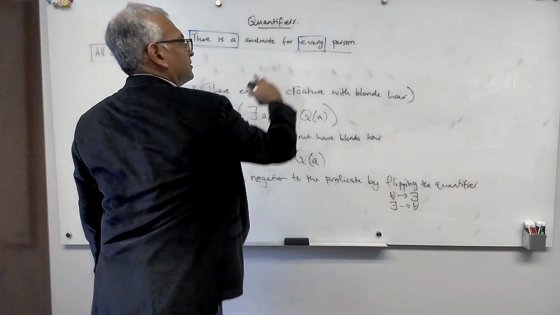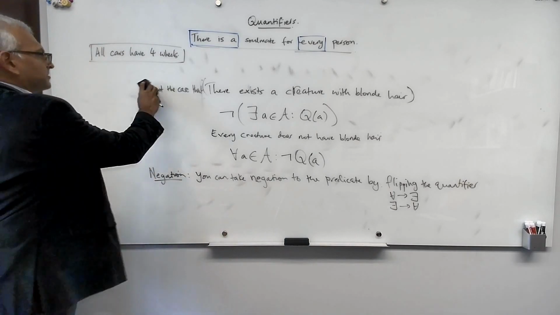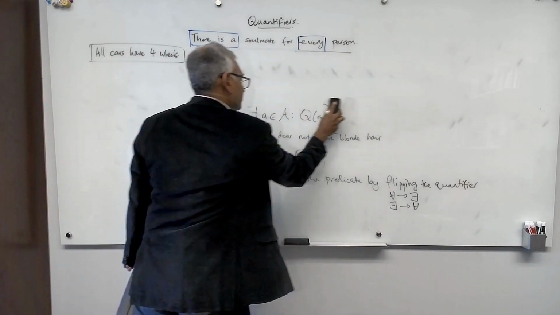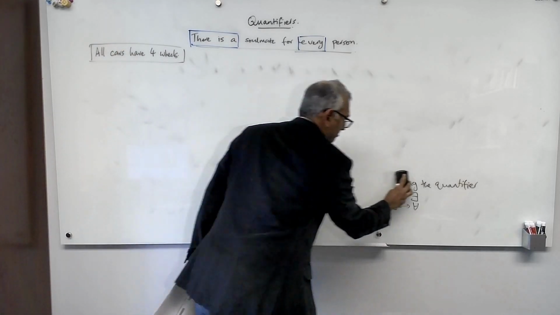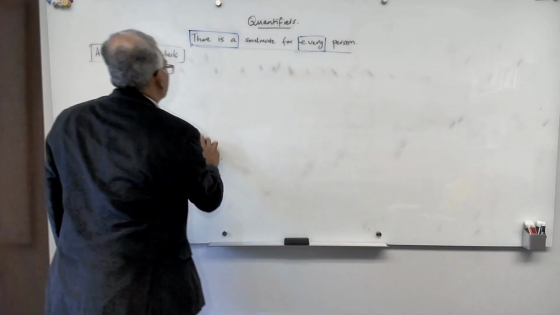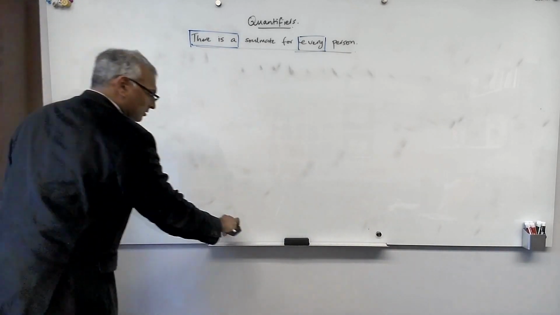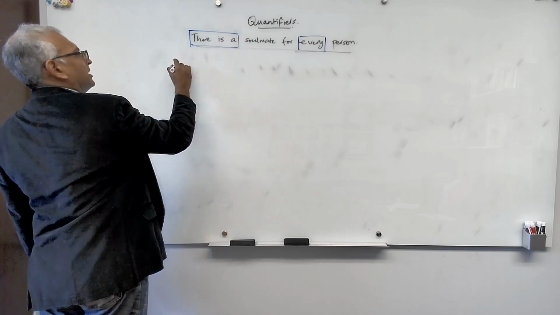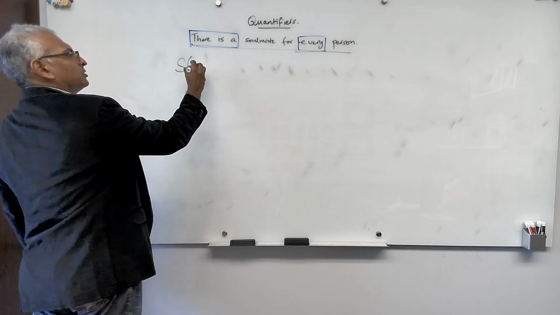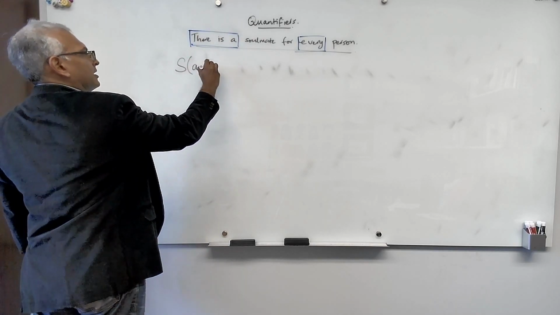Let's talk about "there is a soulmate for every person." So we're going to have to define some predicates. And this is an example where we will define a predicate, i.e. a function. So let's define a predicate soulmate S, which takes as input two people, A and B.